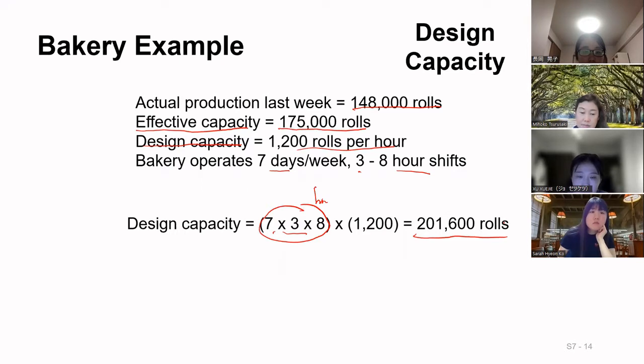So what is utilization? What is the formula for utilization? Or calculate utilization now. The answer is in the book, but you calculate. Utilization means how much the machine or the design is actually being used. You have a design capacity, but what percent is being utilized? What's the formula for utilization? Mihoko, how to get the answer? Utilization is equal to?